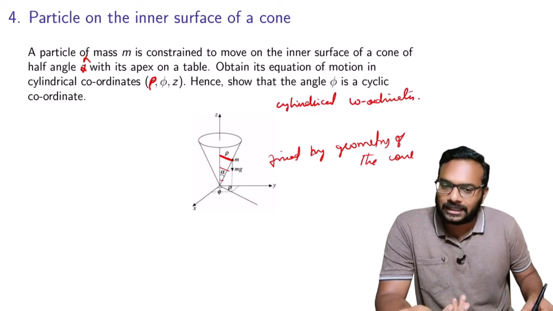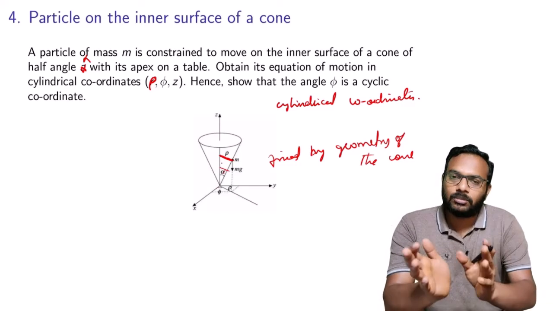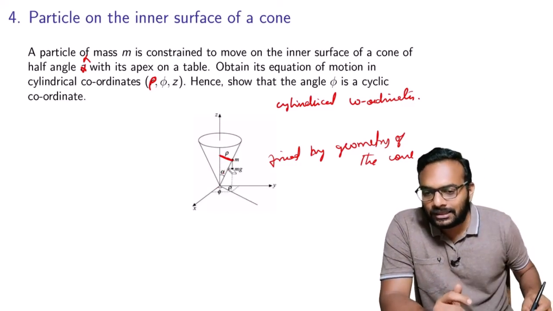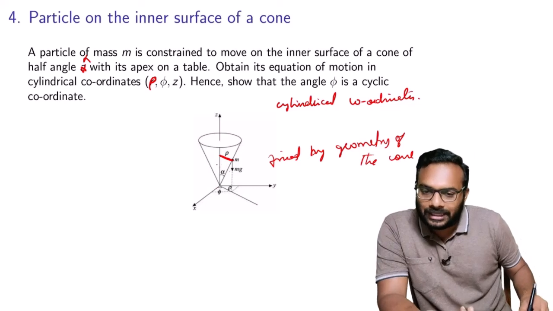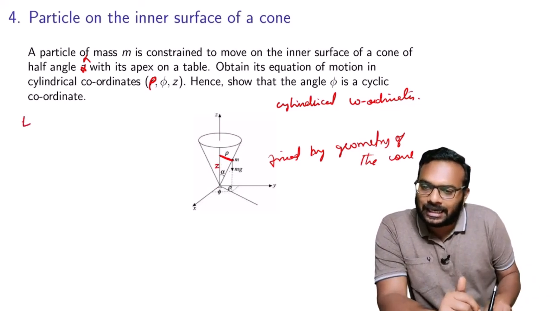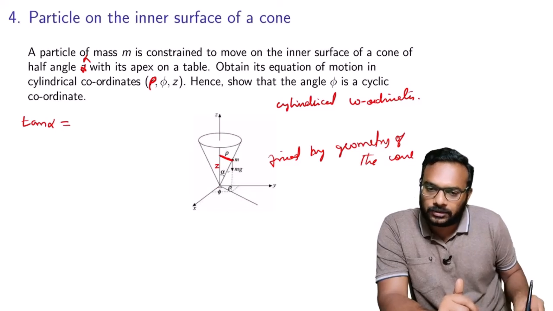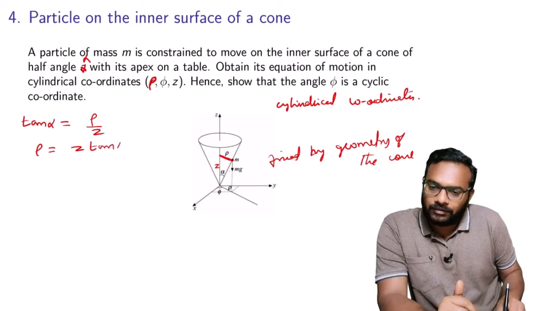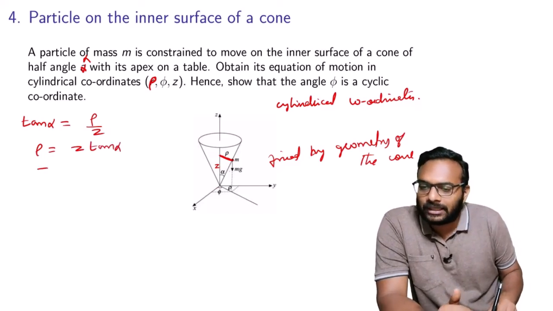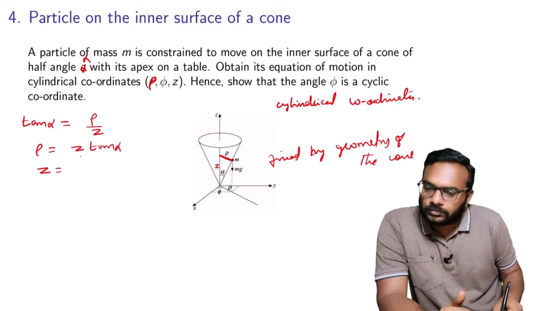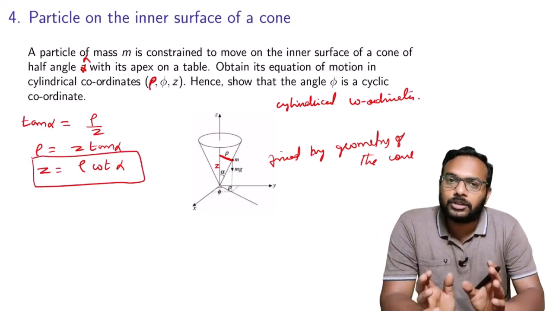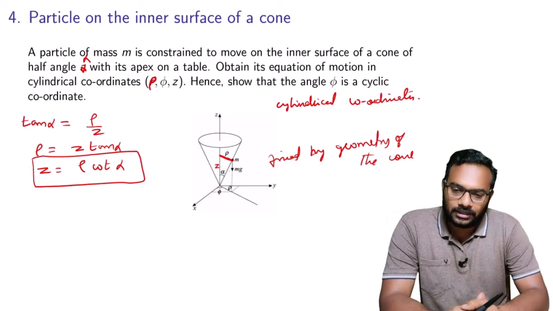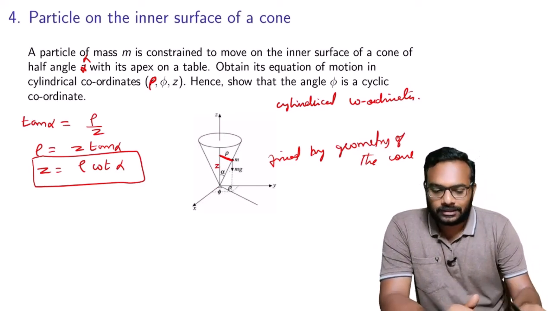How do we find this relation? We are given this alpha. The geometry of this cone is characterized by alpha, so we can connect rho and z with it. Tan alpha is equal to rho divided by z, or rho is equal to z tan alpha. If you'd like to eliminate z, then z is equal to rho cot alpha. We have got the constraint equation. So we have only two independent coordinates, rho and phi. Once we have rho, we can find z, so z is not independent anymore.